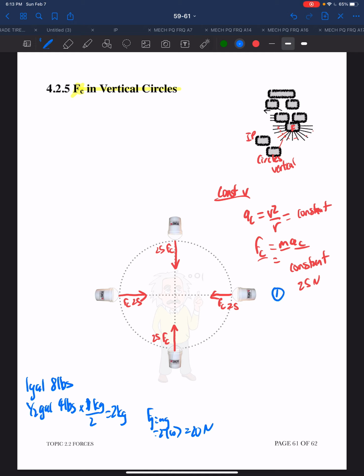Let's start over here at location 1. We have a 20 newton force of gravity. And here we have a 20 newton force of gravity at location 2. At location 3, we have our force of gravity like so. And at location 4, we have our force of gravity like this, and they're all 20 newtons.